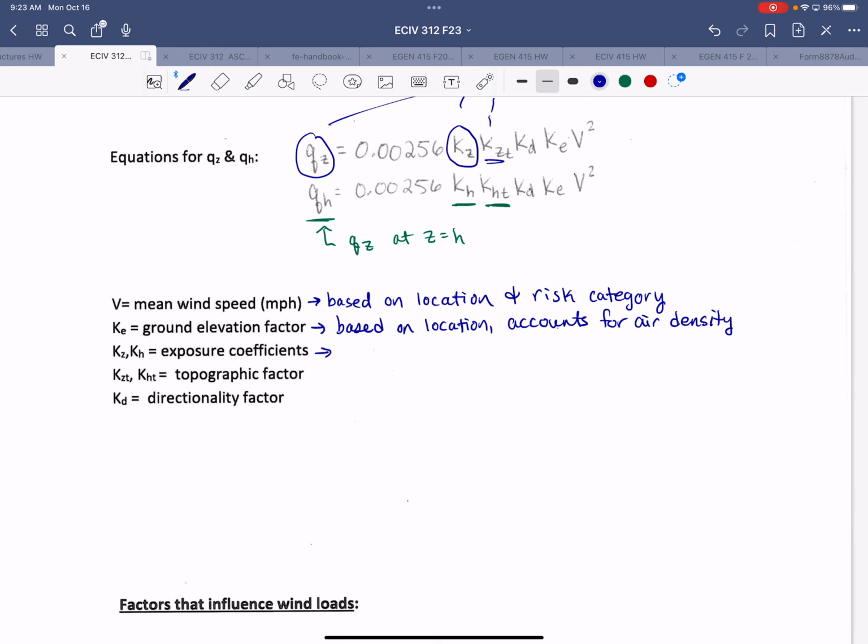These exposure coefficients, KZ and KH, are based on the height of the building for which you're calculating pressure on the windward side. They're also based on what's called exposure category. Exposure category depends on your location, and we'll talk about that later when we get to the slides.